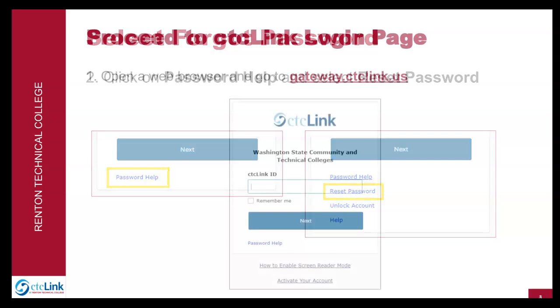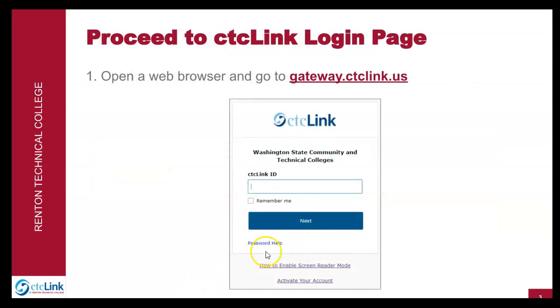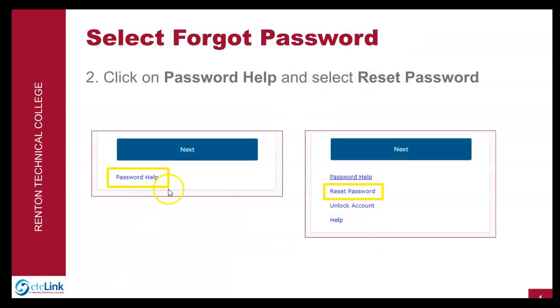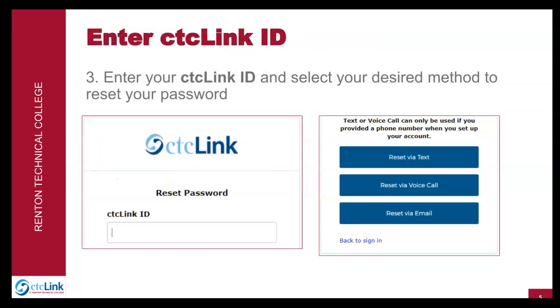So when I go back to this screen here, you have here password help, and that's where you're going to click. So you click on password help, and then you're going to have this option, reset password. So then you go here, you add again your ctcLink ID, and then you select the desired method to reset your password: via text message, via voice, or via email.